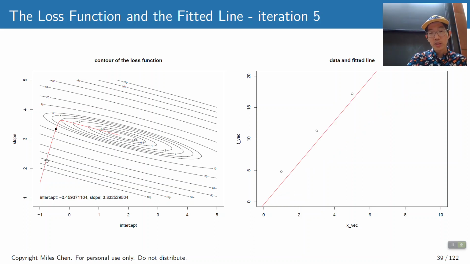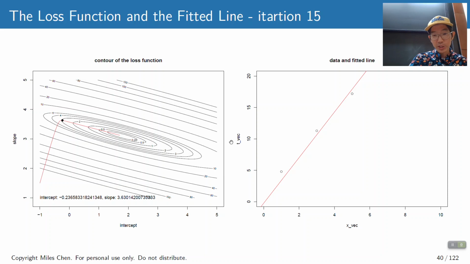We take a few more iterations. After 5 iterations, we are here. Our intercept is -0.45 and our slope is 3.3. This is an improvement: we used to be here, and now our line looks like this, doing a lot better job of predicting our 3 data points. Still not doing a great job, but we're getting a lot closer. And this is where we are on the contour plot.